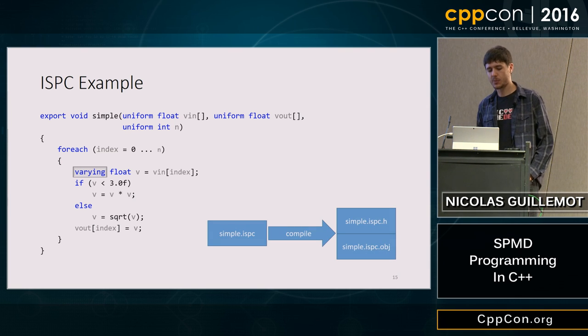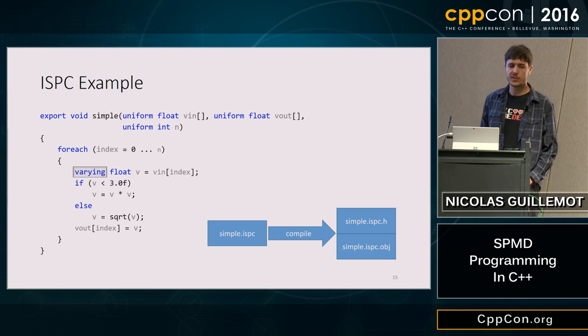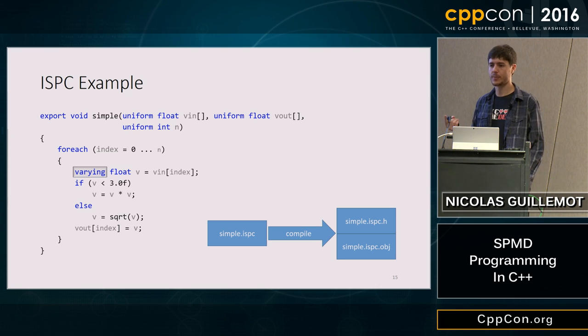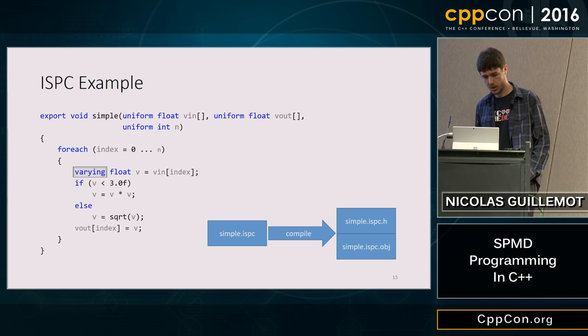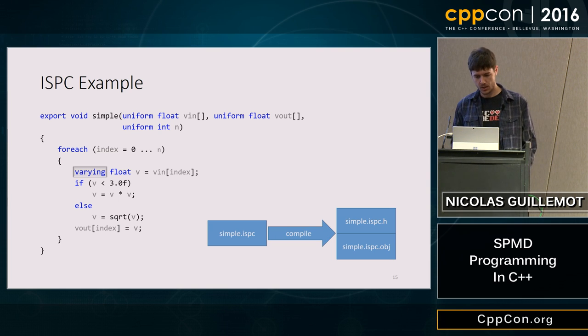When you finish writing this program, you can compile it with the ISPC compiler. So if it's called simple.ispc on your file system, you just compile it. And as a result, you'll get two files. You'll get a header, like a C or C++ header that you can include from your C++ code to be able to call this function. And then it'll also give you an object file that you can just link to your program, and that'll just work. So it's actually pretty easy to integrate.